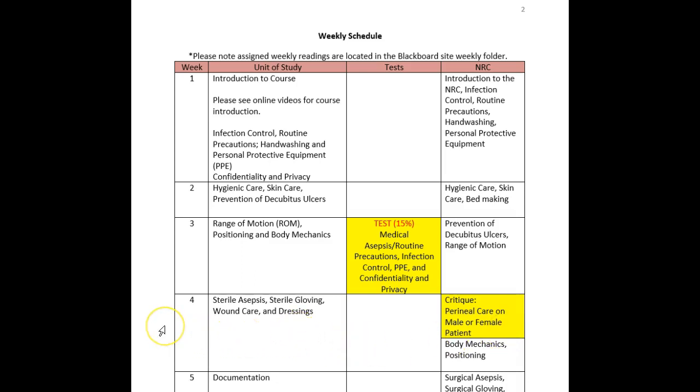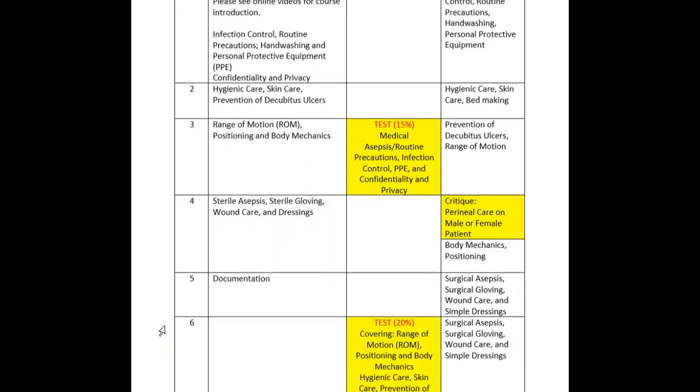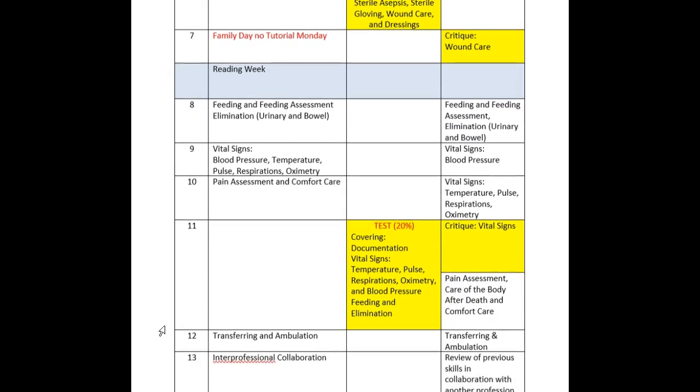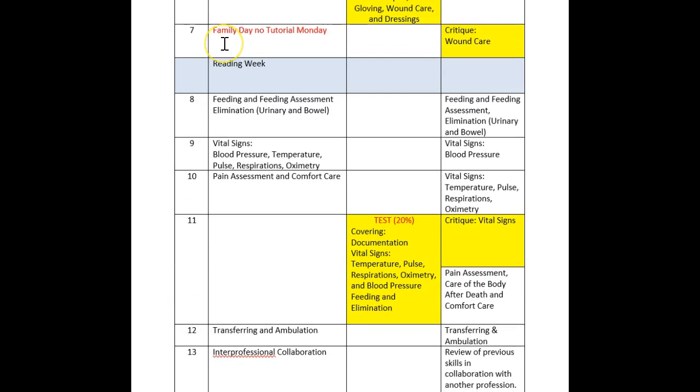Okay. So the weekly schedule will take you all the way through from week 1 all the way through until the end of the term. What you will notice is that we will not have a tutorial on the Monday of Family Day, okay? And you will also have reading week where you will not have any classes. But any important tests or critiques are really noted on this weekly flow sheet.